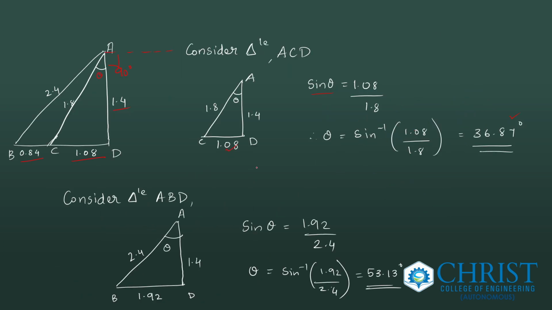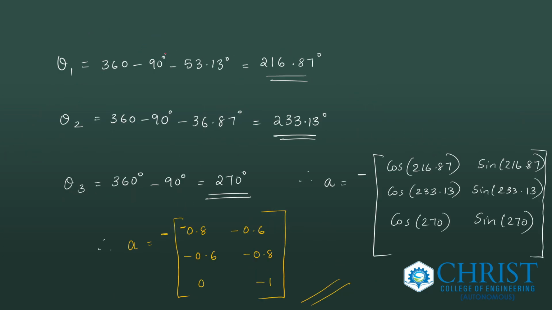So let's see. Consider triangle ABD. I am going to directly find out this angle. So I take triangle ABD and find the angle theta. Sin theta is 1.92 by 2.4, theta is 53.13. Hence, the angle from this point to this point, theta 1, is equal to 360 minus 90 minus 53.13, shown here, which is 216.87. Theta 2 is equal to 360 minus 90 minus 36.87, which is 233.13. Theta 3 is nothing but 270.